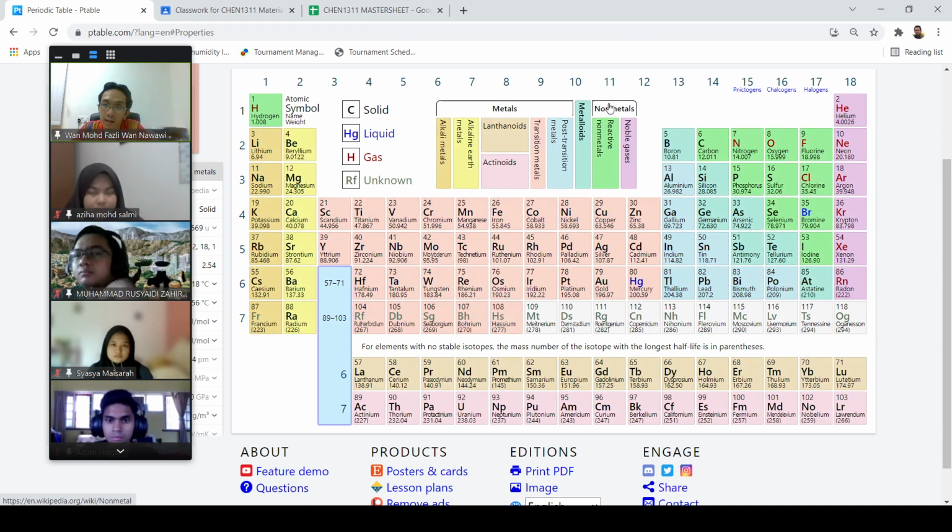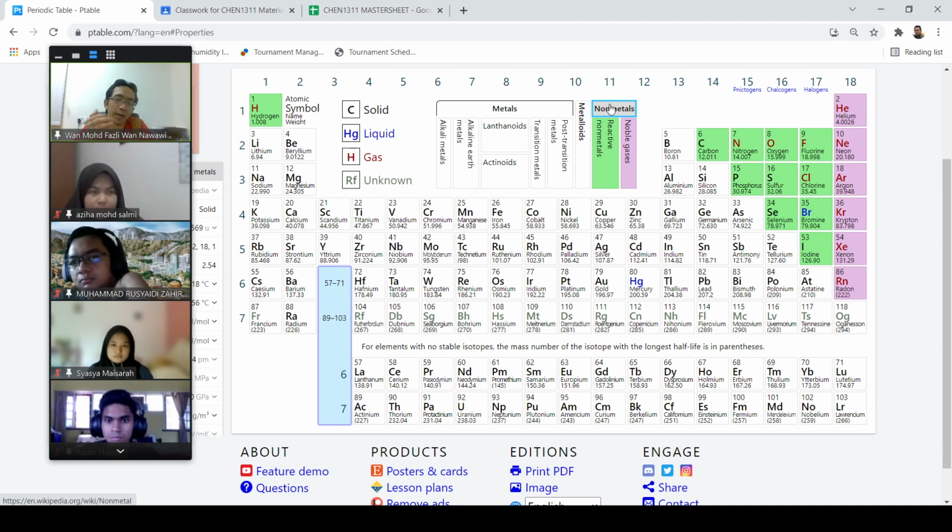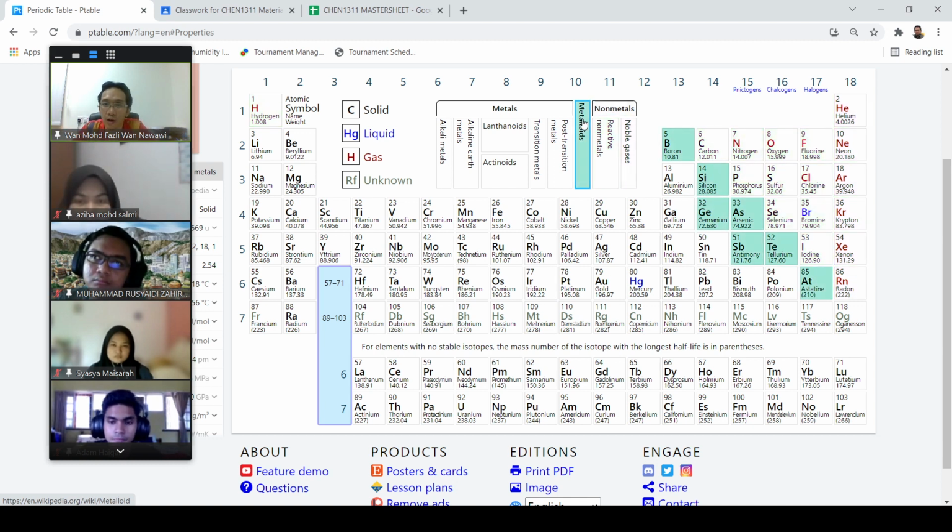If you see non-metal, it is only the ones that you learn in organic chemistry: carbon, nitrogen, oxygen, fluorine, and so on. And then you have metalloid. Metalloid is basically an element that has properties between metal and non-metal. For example, silicon.